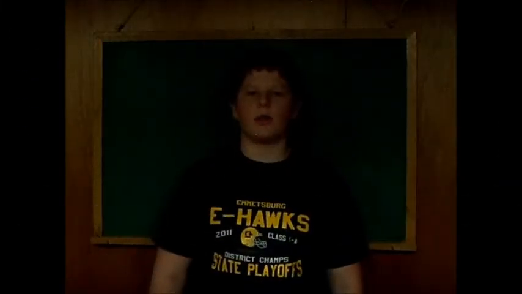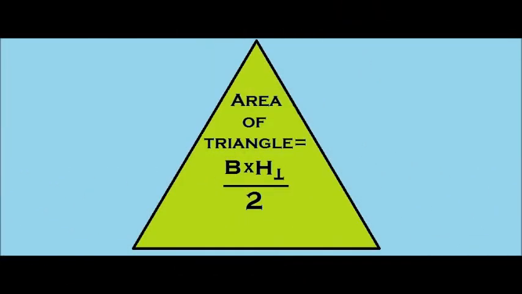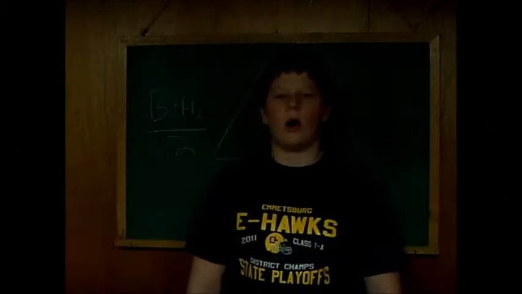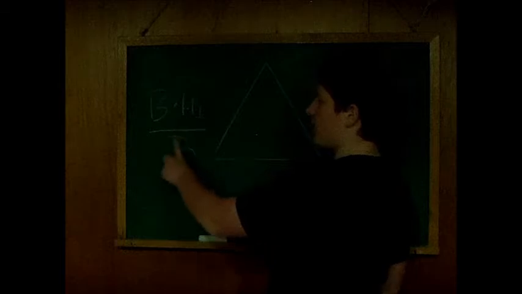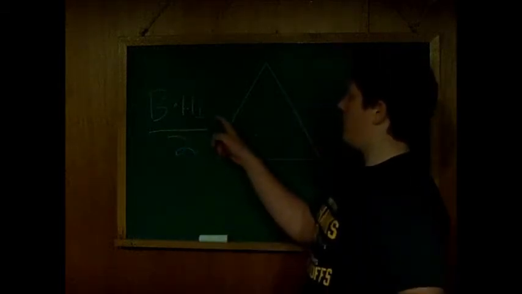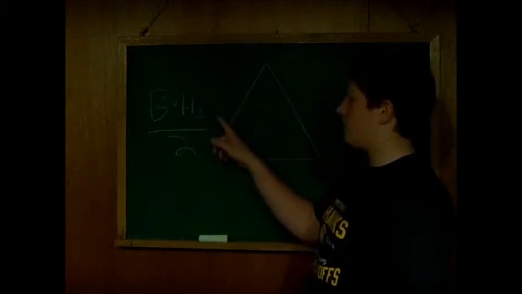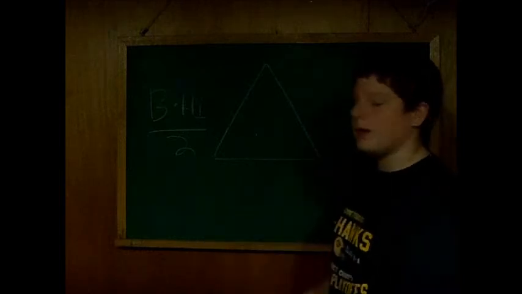Now we're going to talk about the triangle. Let's take a look at its area formula. As you saw, the area formula for the triangle is base times height divided by 2. But if you look right here, there's a little upside down T. What that means is perpendicular.